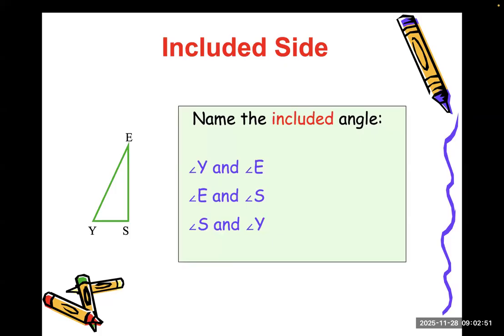Now we're going to name the included side. First you have angle Y and angle E. In this case, the included side is side YE. For angle E and angle S, the included side is side ES. And for angle S and angle Y, the included side is SY.